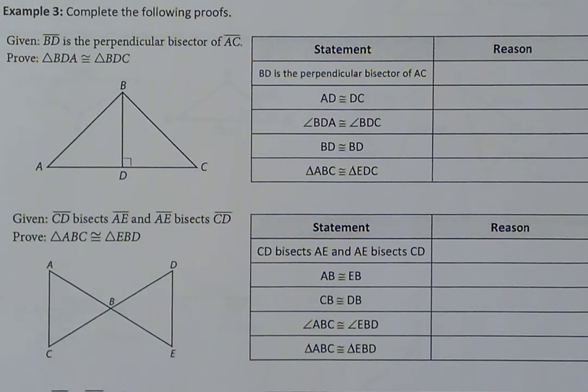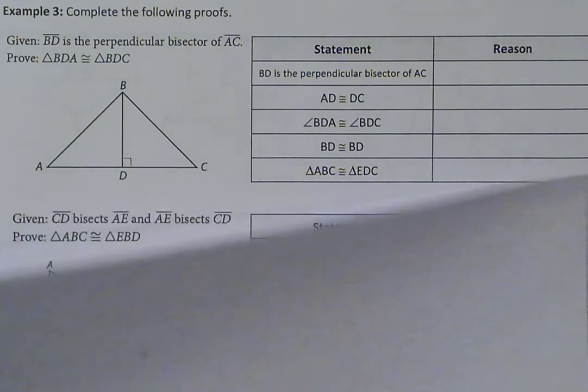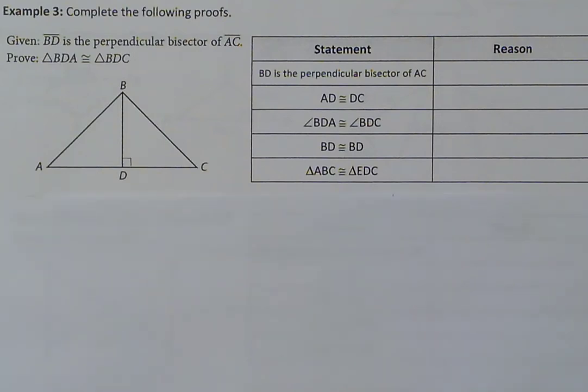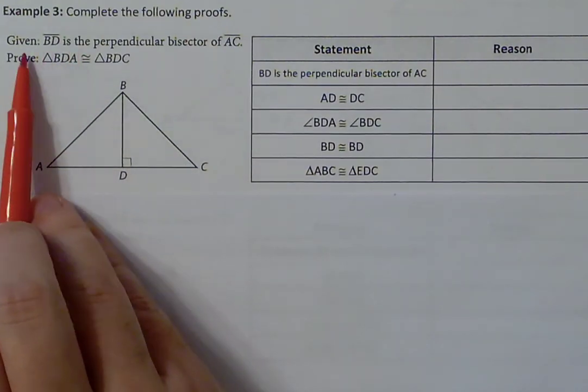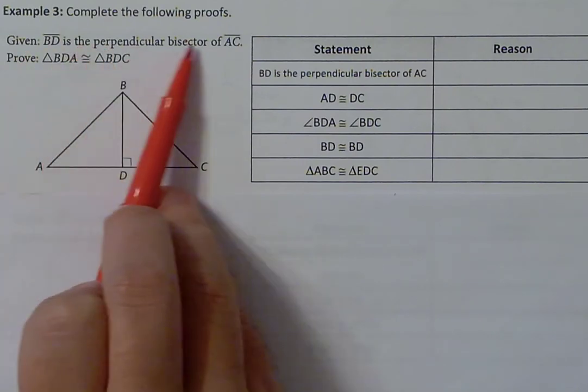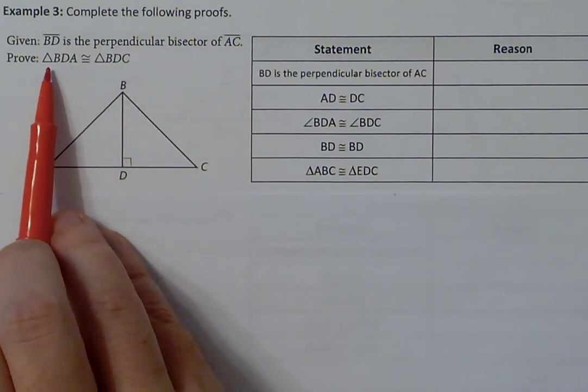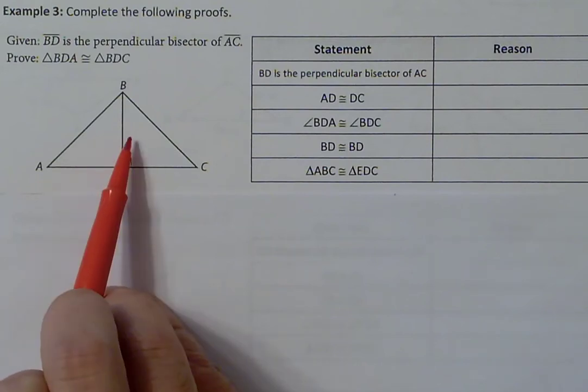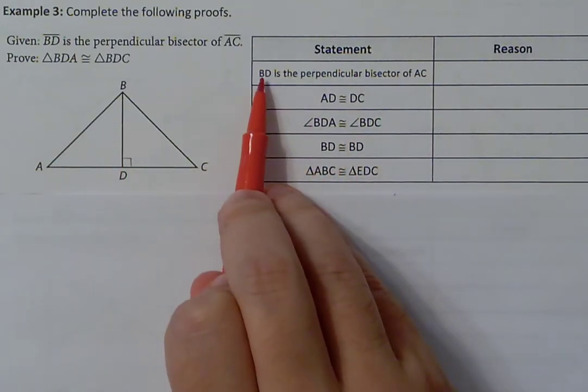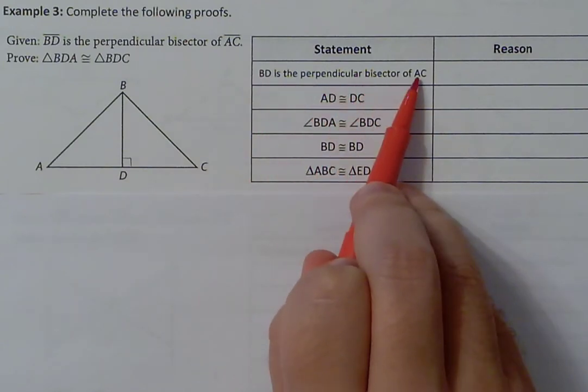Now, I am not going to run through all 3 of these proofs. I'm going to run through one of them and then use my completed notes to talk about the other 2. So let's run through one of them together, and then I'll highlight why I did what I did for the other 2. All right, for example 3, part A, we are given BD is the perpendicular bisector of AC. That's the only information they give us, and they want me to prove that these two triangles are congruent to each other. So the first statement is that BD is the perpendicular bisector of AC.